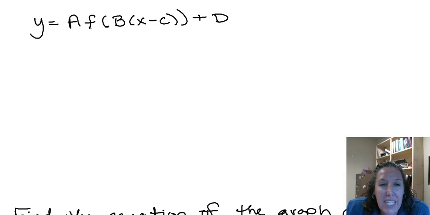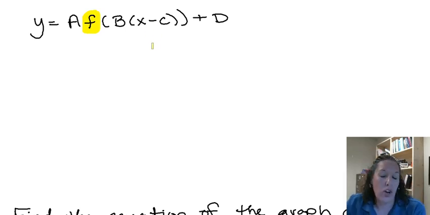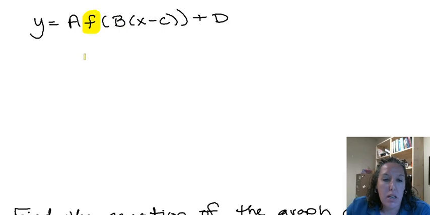So we have y equals a times f. Now the f here is going to be whatever our function is. It may be a squared or a square root or a cube root or an absolute value, or when you get into other types of functions it may be more complicated functions. The parent functions that we're going to look at are linear, quadratic, cubic, square root, cube root, and absolute value. So that f is just going to mean whatever this function is that we're looking at.